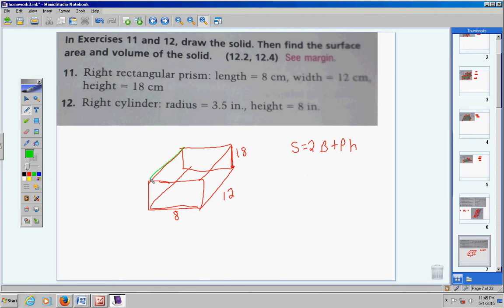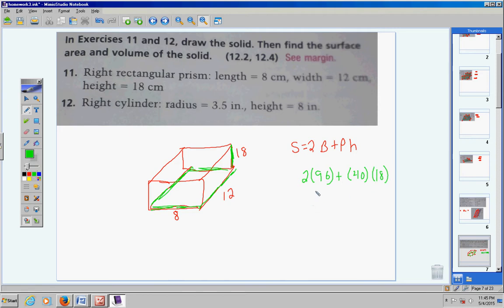Here's the top side. Here's the bottom side right here. Right there, okay? So what we're going to do first of all is take 2 times the area of the base. Now the area of the base is going to be 96, 8 times 12. So we have 2 times 96, okay? Plus, then we have the perimeter, capital P stands for perimeter of the base. So 8 plus 12 plus 8 plus 12 would give us 40. So the perimeter of the base is 40, and then the height of the prism would be this right here, times 18. That's the surface area, okay?